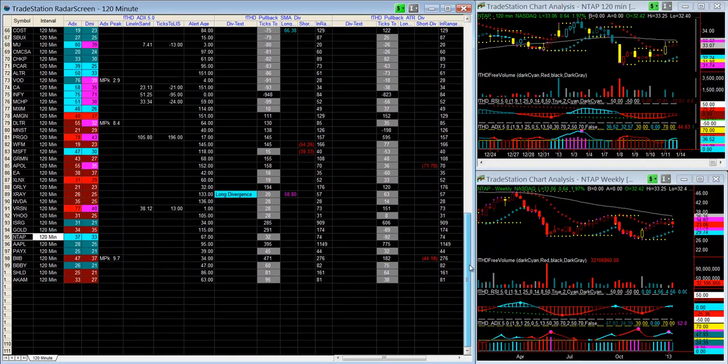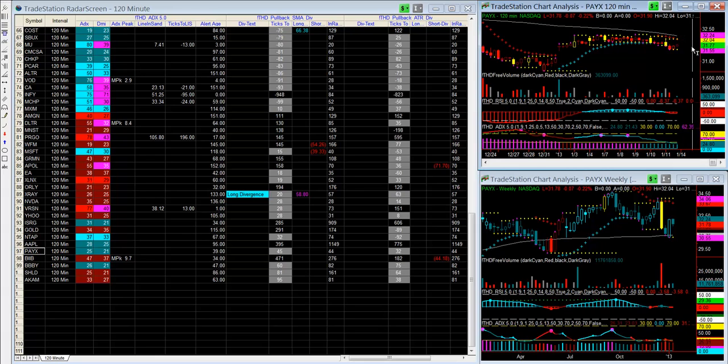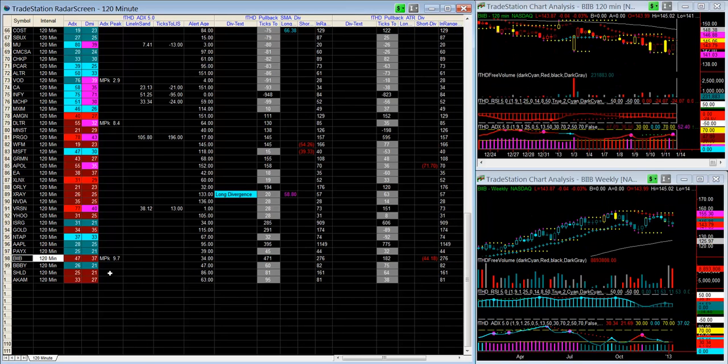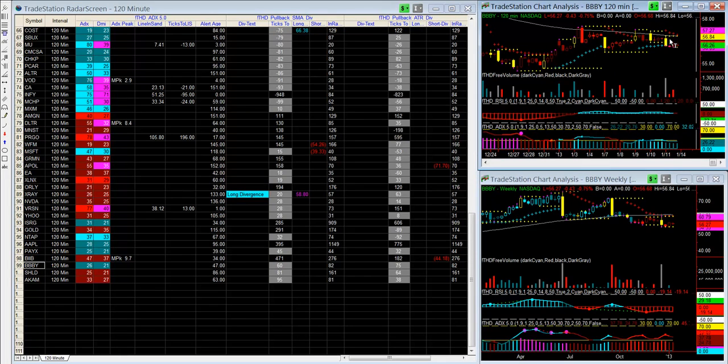Let's see what else we have here. We have PAYX at 45. This is really not one I would be interested in right now. I would want it to be more at the SMA. And then we have BBY. Again, this is not as close to the SMA as what I would want it to be. I would want it to be closer to the SMA, which coincides with the ATR right now. So I would wait on this one.